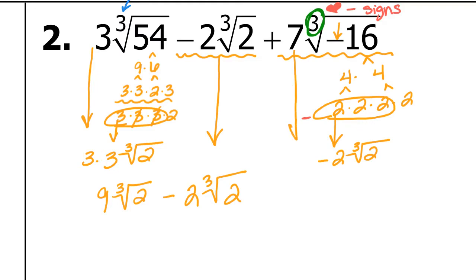Now I don't want to lose the 7 that was originally out in front. So 7 times negative 2 gives me negative 14 cube roots of 2.